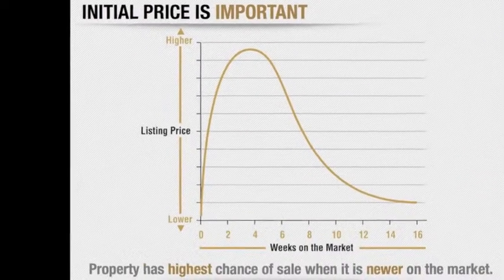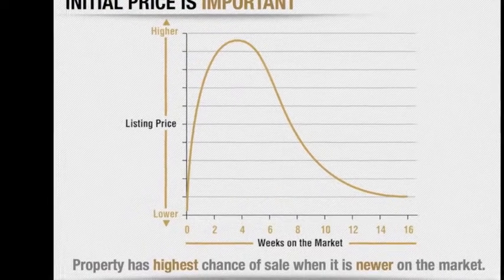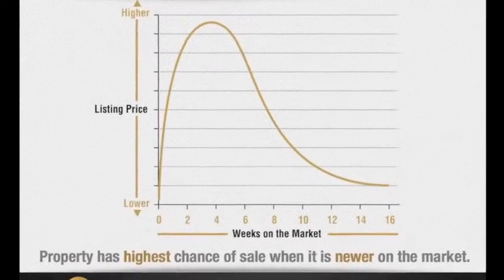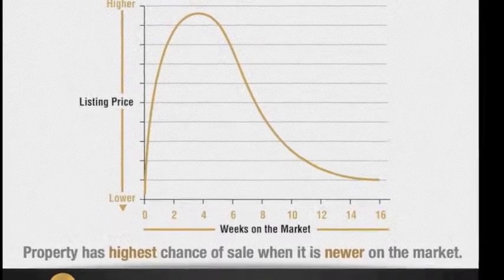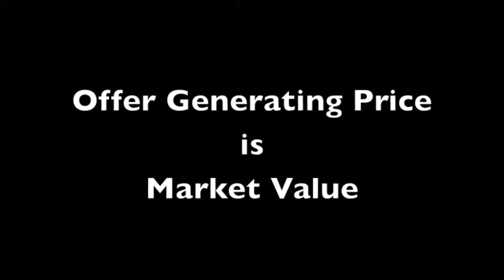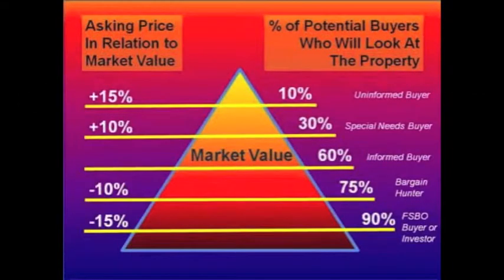So why is this information so important? Because a property has the highest chance of selling when it's newer on the market. This is why identifying market value, the offer generating price, is so critical to pinpoint pricing. If priced at or below market value, a property is seen and considered by 90% of buyers. Conversely, if priced above market, it's seen by a mere fraction of buyers. So which one is most likely to produce a buyer?